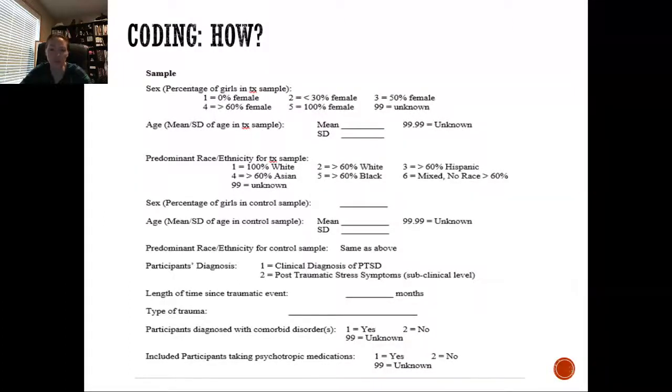Usually they're presented in both ways. But I generally don't recommend writing in the exact number for ethnicity, just because a lot of the times in the articles you're not going to get that level of data. So in the first example at the top of the page where we've got sex, percentage of girls in the treatment sample, and we've got it broken up categorically, mostly what we're looking for is this primarily a male sample or primarily a female sample? So it's coded here as percent that were female.